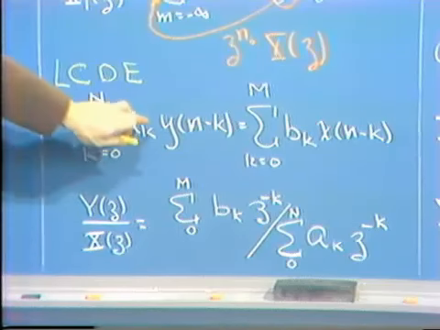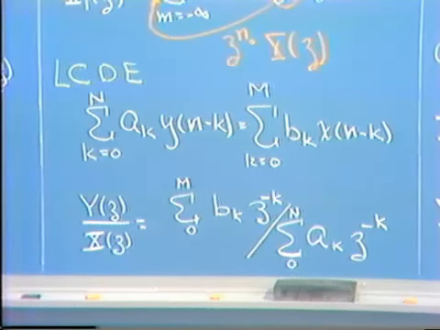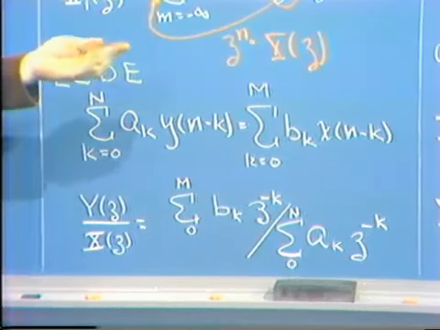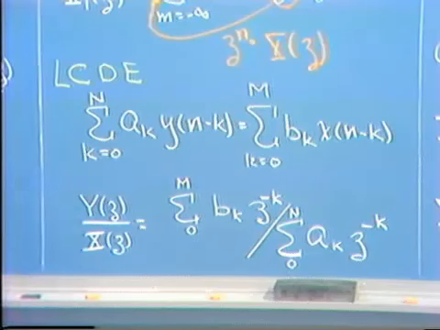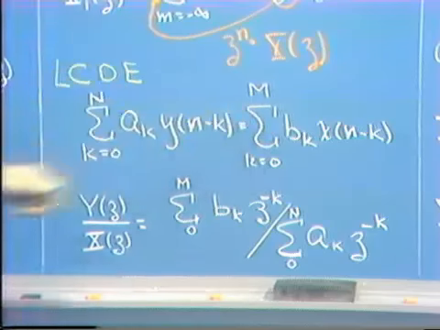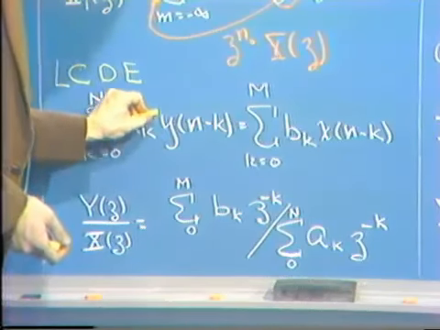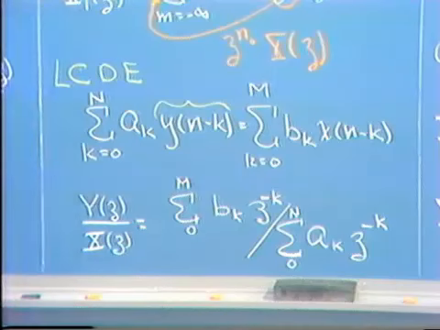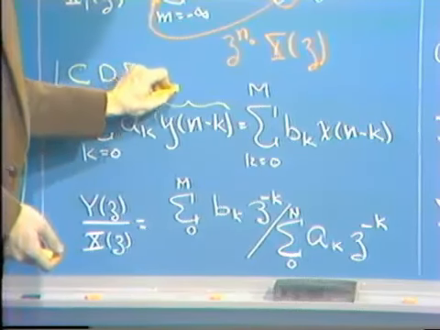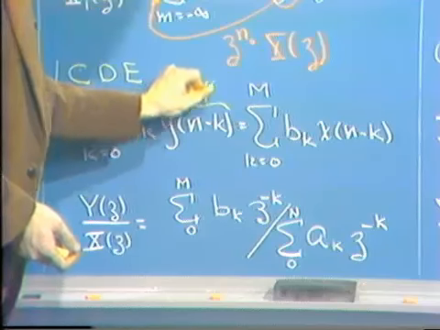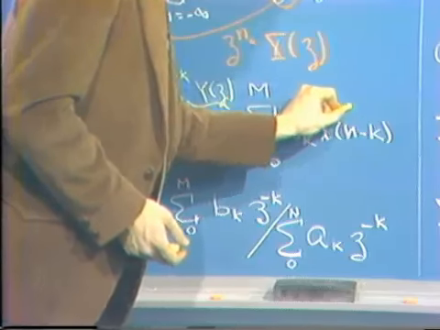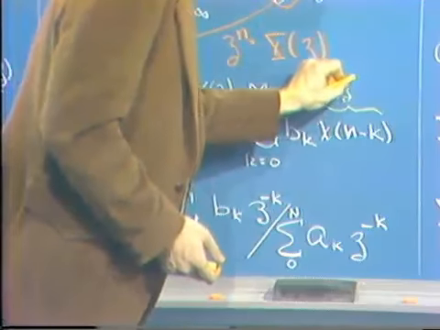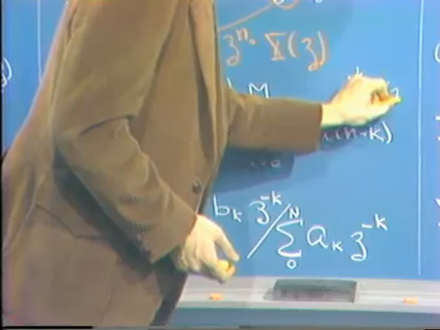If we take the z transform of both sides of this equation and use the fact, incidentally, this is another property that I've more or less been using, although I've never stated explicitly, that the z transform of a sum is the sum of the z transforms. Taking then the z transform of this equation, y of n minus k, using the shifting property, will give us z to the minus k times y of z. And x of n minus k will give us z to the minus k times x of z.